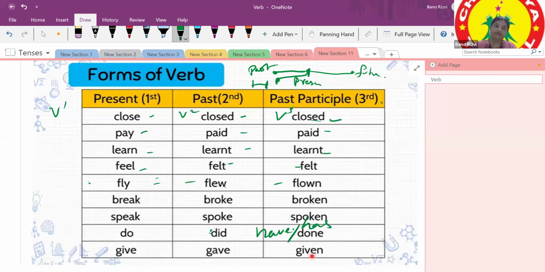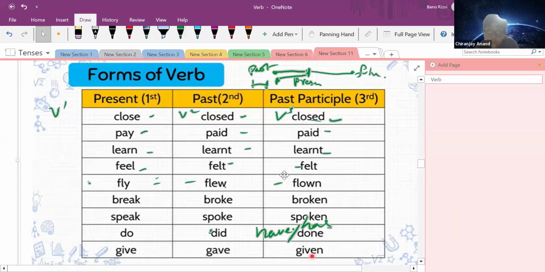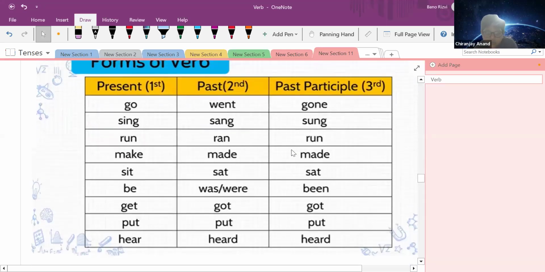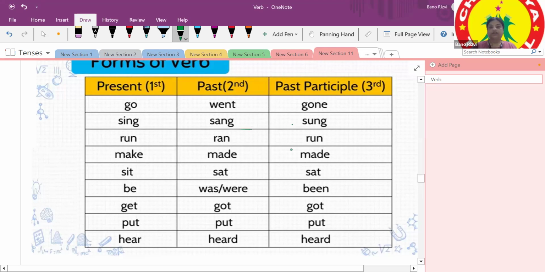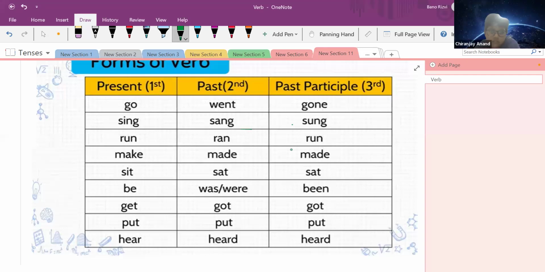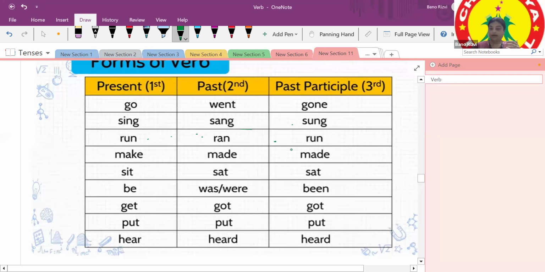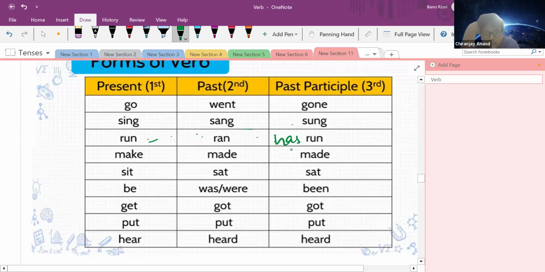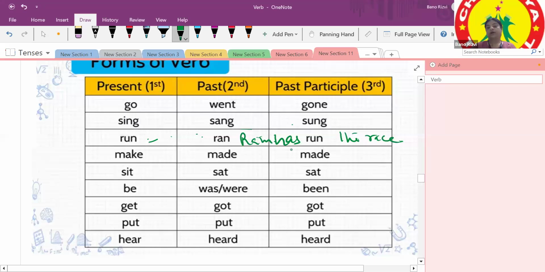Give, gave, given. There are more examples. There is go, went, gone. Sing, sang, sung, right? She had sung the song. Run, ran, run. Did you run the race? I ran the race. He ran the race. Then he has run the race. You can say Ram has run the race.